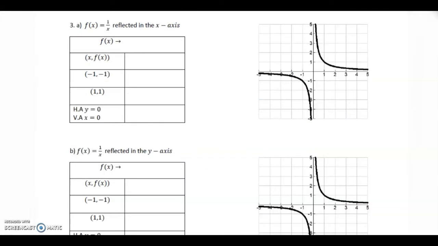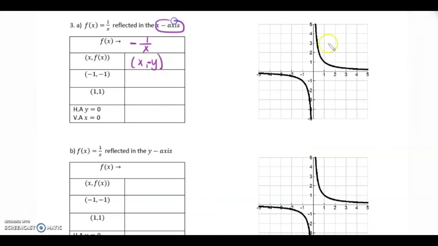Okay, so for f of x equals 1 over x, when this is reflected in the x-axis, again, we put the negative sign in front of the function, and then we can write negative 1 over x. In this case, the x's are going to stay the same, the y's are going to change. The y's are going to go to negative.